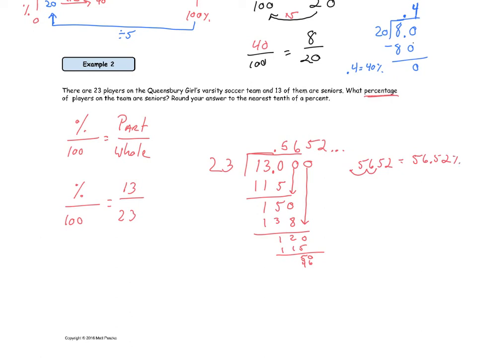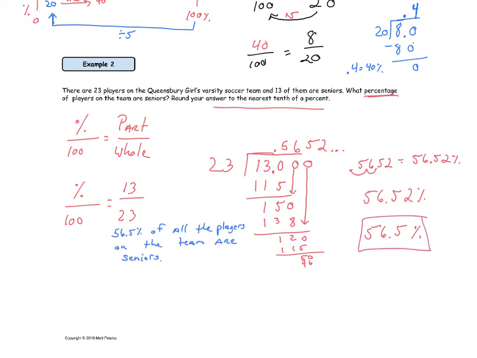That becomes 56.52%. That's not rounded to the nearest tenth like it asks us to. 56.52% when rounded to the nearest tenth becomes 56.5%. So as an answer, we can say that 56.5% of all the players on the team are seniors.